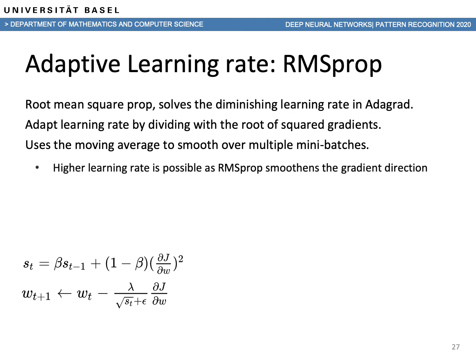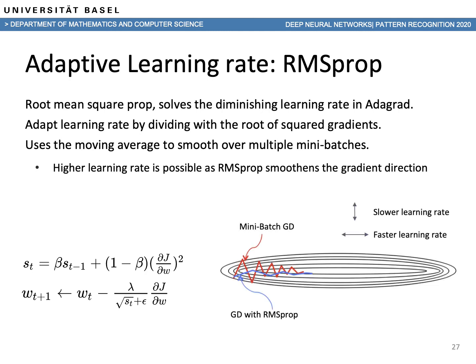And with RMS prop, a higher learning rate is possible as we smoothen out the gradient direction. So here is just one very rough visualization of how mini-batch gradient descent might fluctuate during optimization, and how RMS prop is then slowing the learning rate perpendicular to the direction of the local minima, and makes it faster in the direction of the local minima.